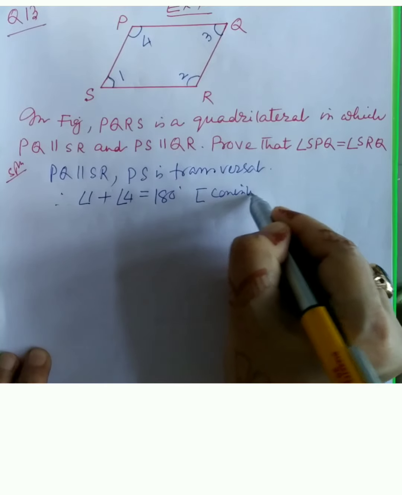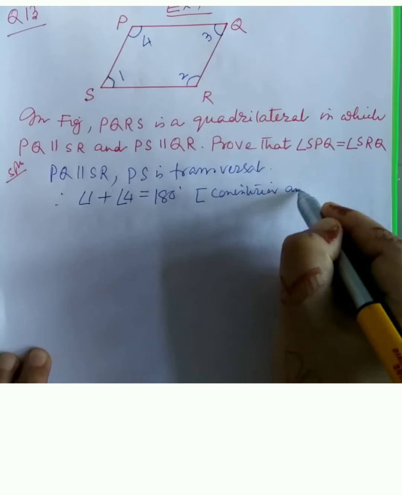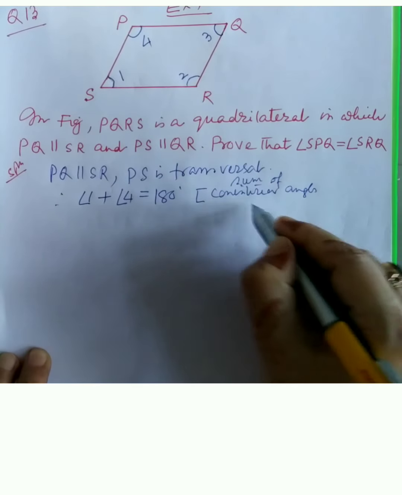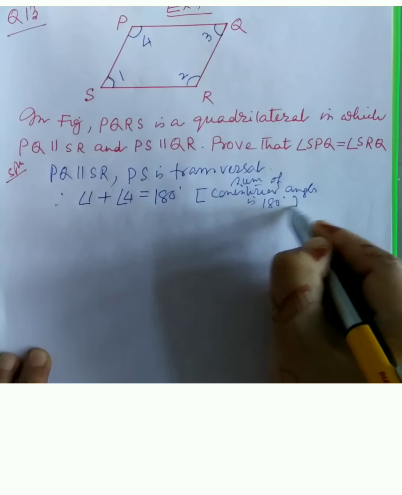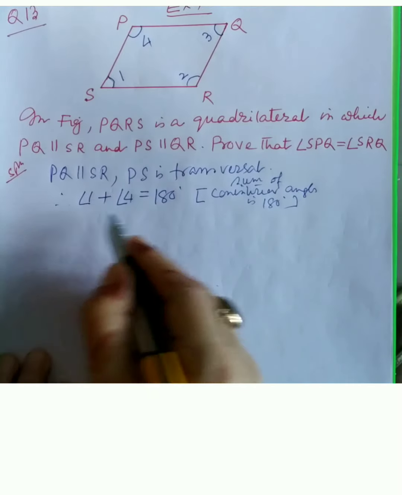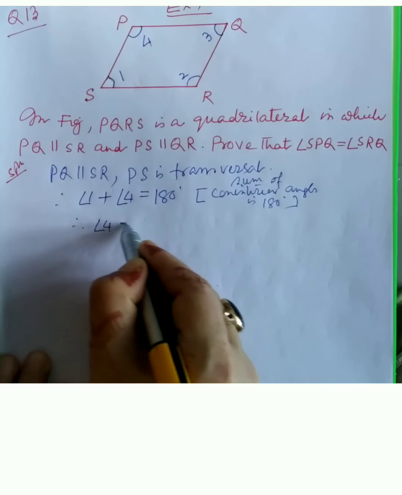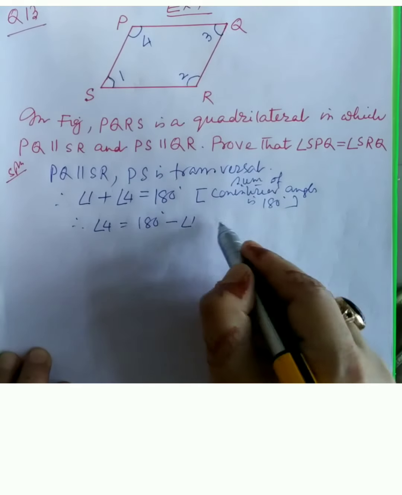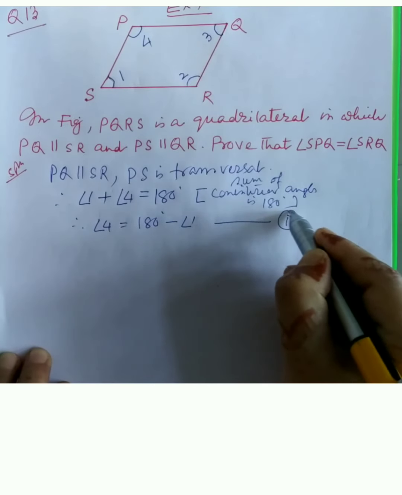Co-interior angles. Okay, I am writing the details. Sum of co-interior angles is 180 degree. Again, therefore, angle 4 is equal to how much? 180 degree minus angle 1. Now, I am mentioning it as 1.